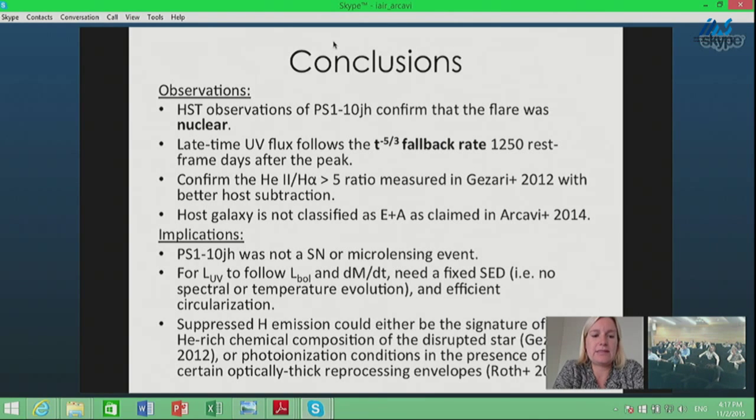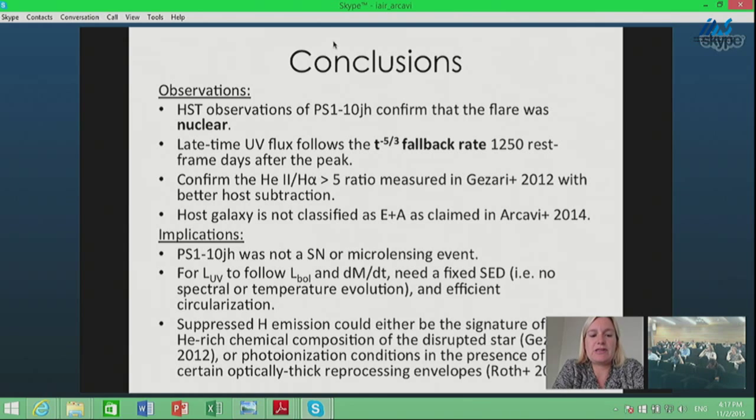We still show the fact that the UV flux density still follows what we would assume would be the bolometric luminosity and the decline of the mass accretion rate, and therefore you can't have band effects that would change the behavior in the UV and optical bands compared to the bolometric luminosity. So we need some sort of fixed SED, and I think there are going to be a lot of talks giving ideas on how to keep your temperature fixed.